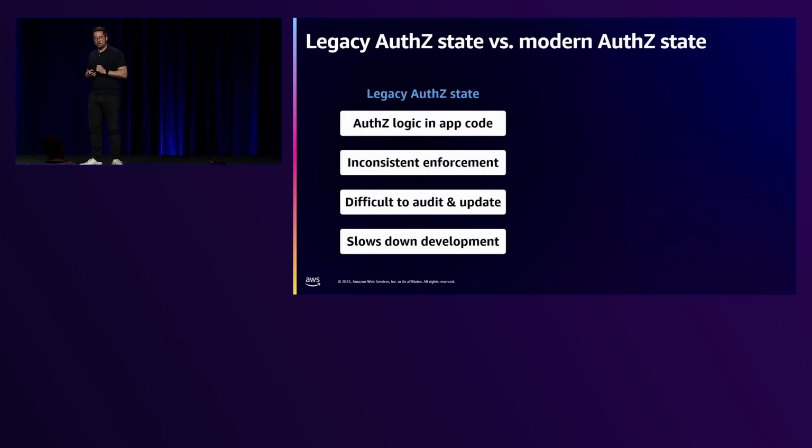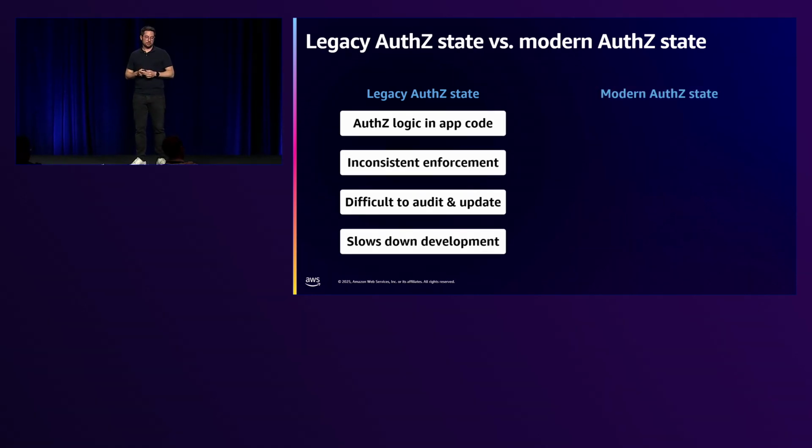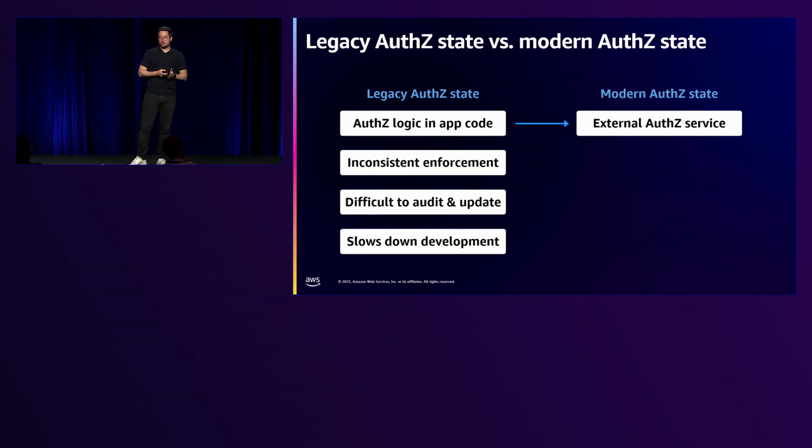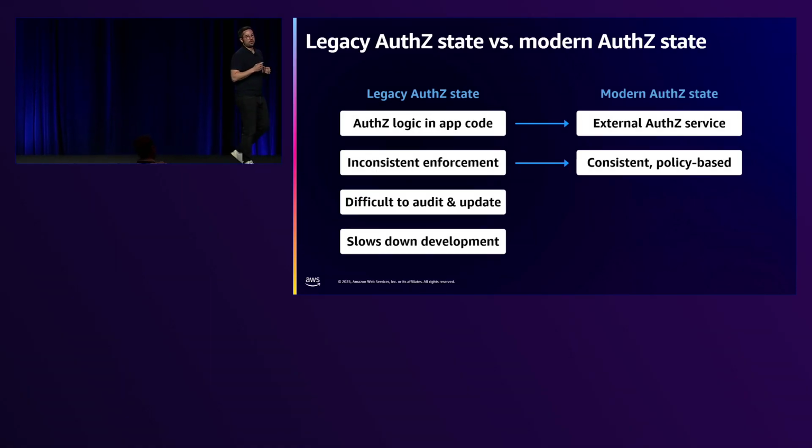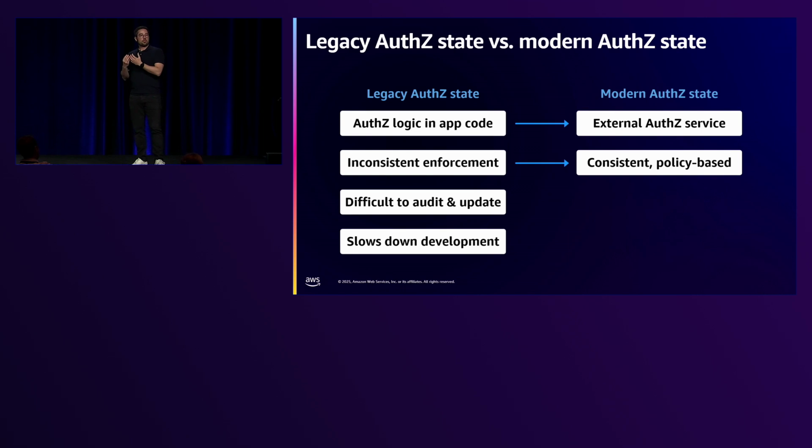Coming back to the picture for the legacy authorization state. What changed now that we made these changes? The modern authorization externalizes the authorization decisions in a purpose-built policy store that we created with verified permissions. We now also have consistent and policy-based enforcement. Think about your microservices. They can now all integrate with verified permissions. You can create the policies there, and now you will have a more consistent experience throughout your application landscape.